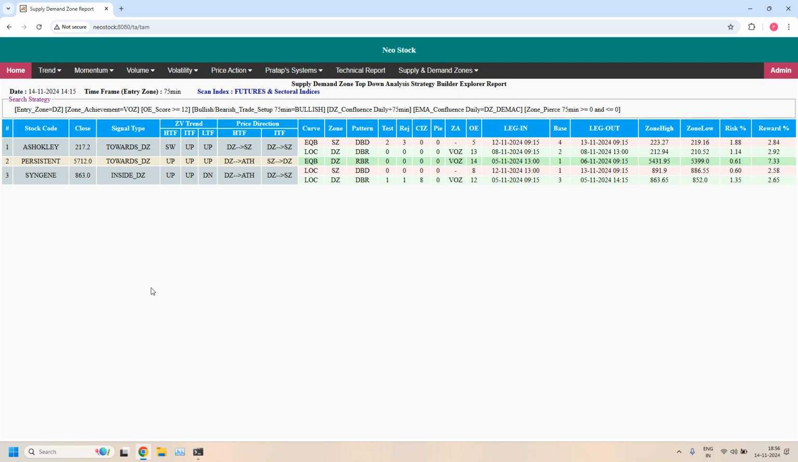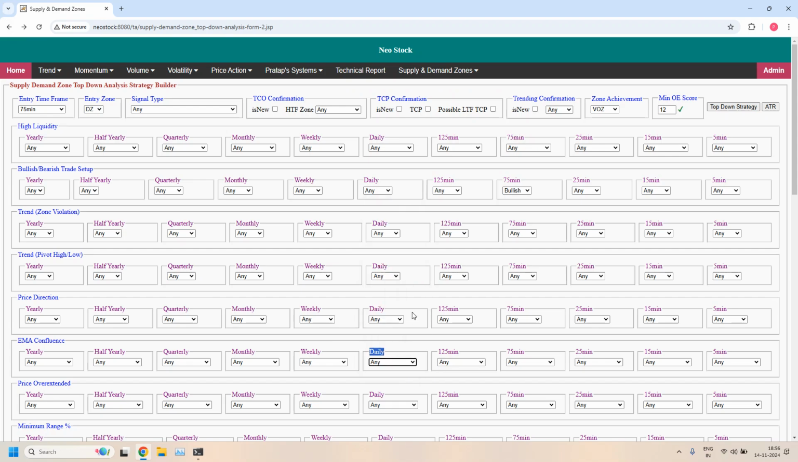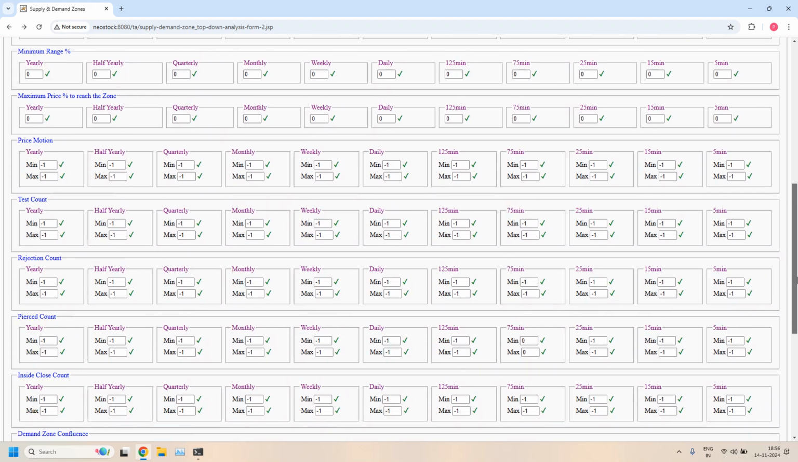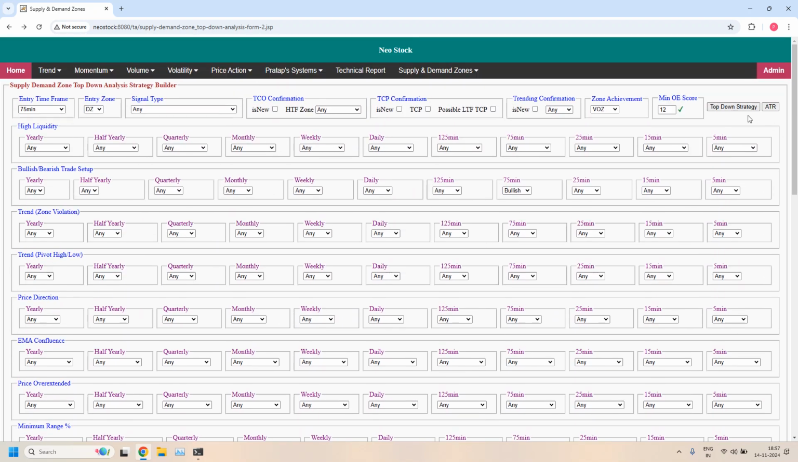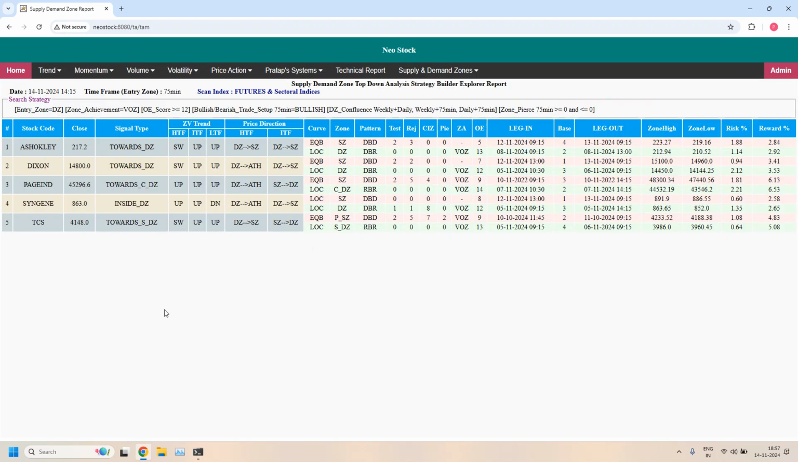Okay, next let us look for LTF, ITF and HTF based filtered stocks. I am removing this EMA filter. Earlier we got 7 stocks. In that 7, how many are having LTF, ITF, HTF demand zone confluence? That is 75 minutes, daily and weekly. Already one filter is set, 75 with daily. Next, 75 minutes demand zone with weekly demand zone confluence is enabled. And then daily demand zone with weekly demand zone confluence filter is also enabled. With all the 3 filters, LTF, ITF, HTF demand zone confluence, we got 5 stocks.